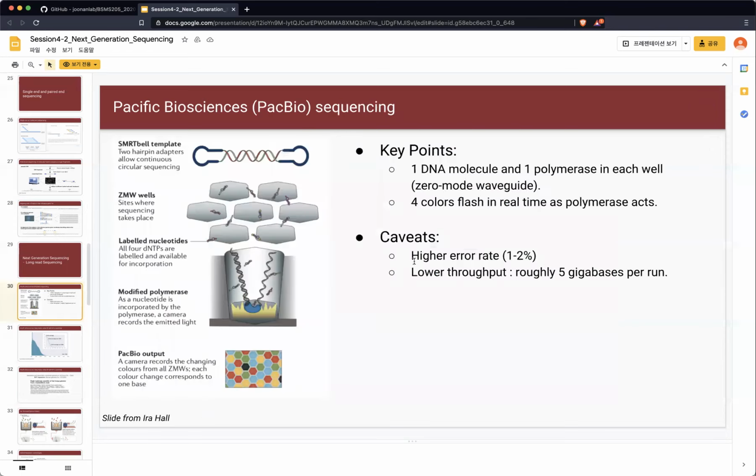But the problem is that it has high error rates, around 1 or 2%. Let's assume 1%. So 1% means 1 in 100, right? If you take the minus log 10 of 1%, that will be 2, and you multiply by 10, then it becomes 20. That is the Phred scale.